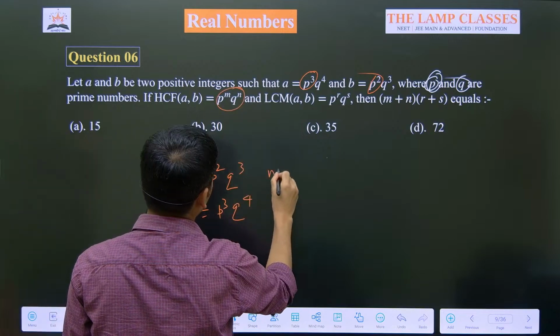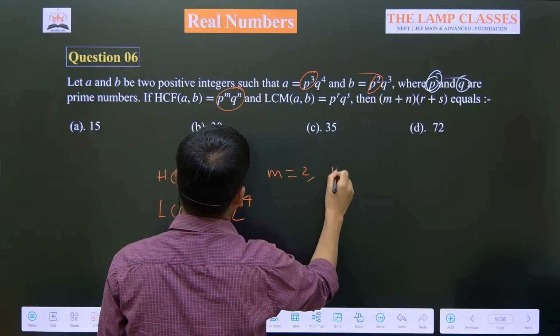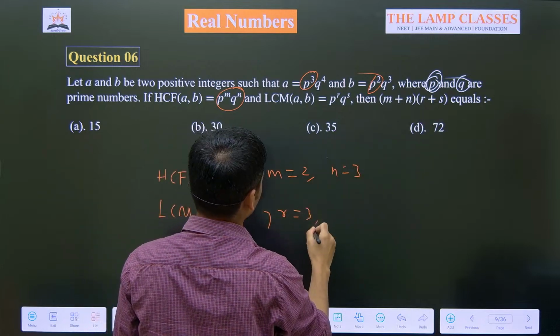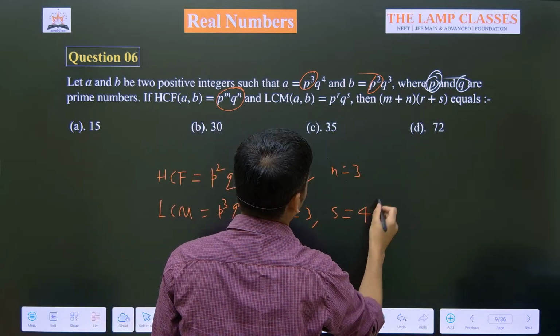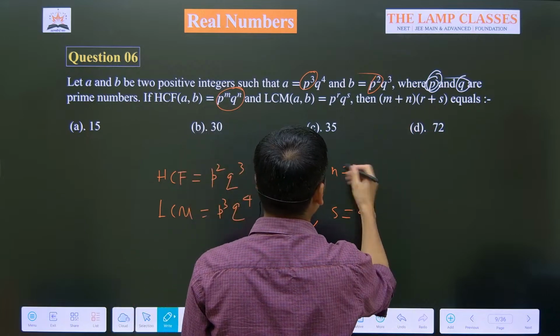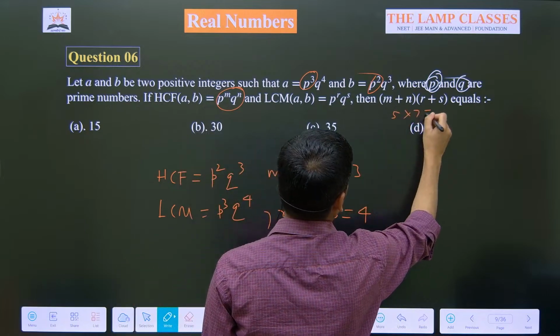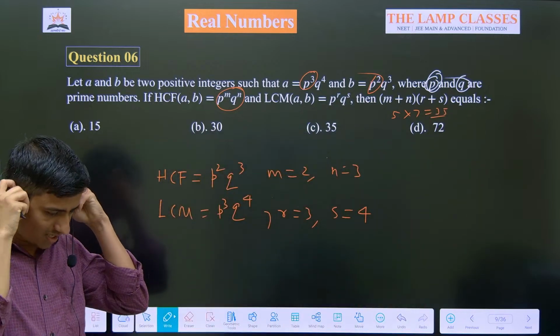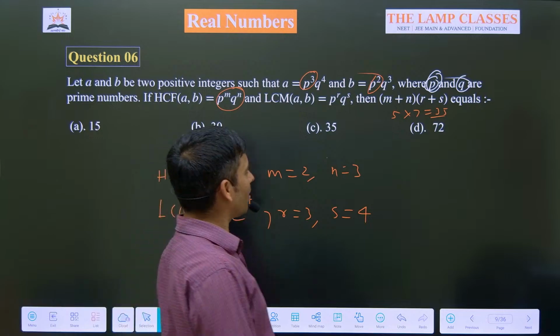So we can say M has to be 2 and N 3, and then R has to be 3 and S 4. Now put these values, so M plus N, that will be 5, into 735. Are you getting it? See, this question actually, what CBSE has done, earlier they used to ask very simple ones.